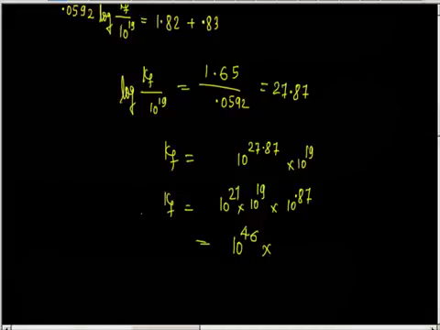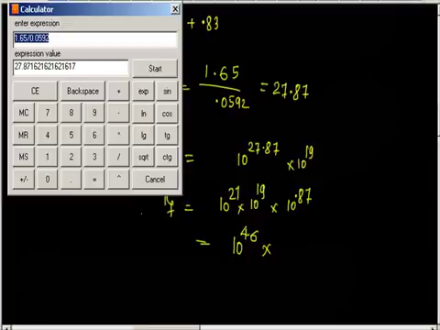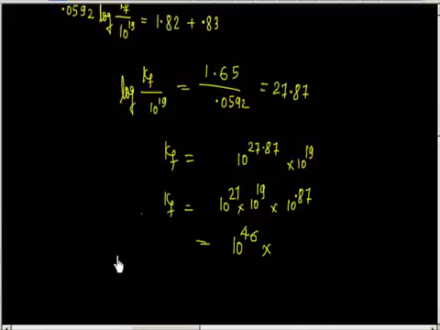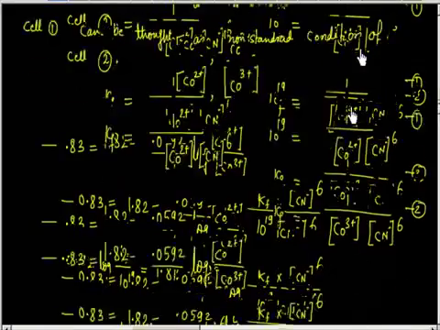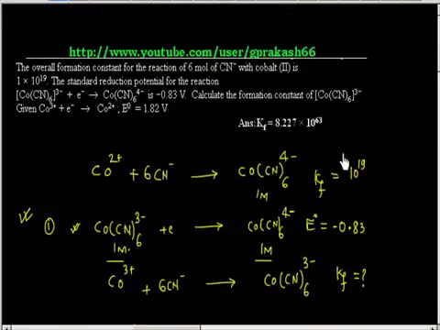So let us calculate this value. 10 raised to the power 0.87, this value is 7.41. So now I can say the K value for this question is 7.41 into 10 to the power 46. So this is the K value. Now let us check this K value. It is around 10 to the power 46, but this should be 10 to the power 63.